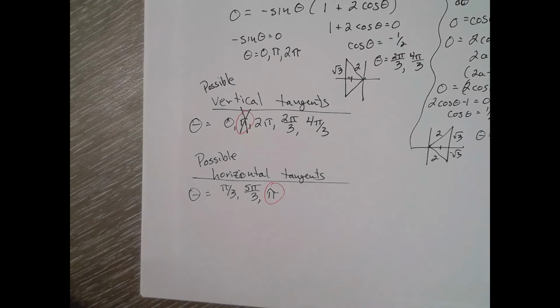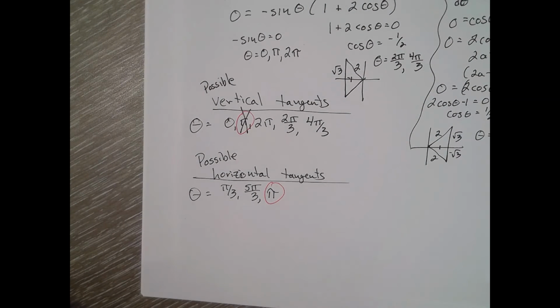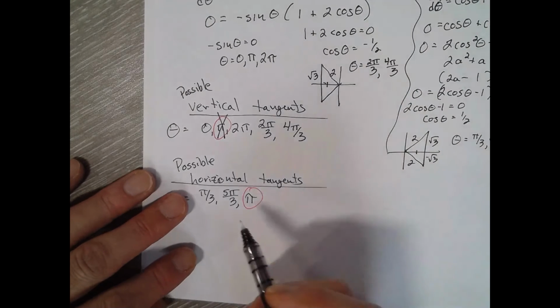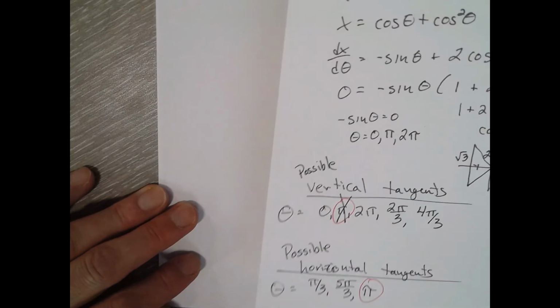So let's go back to our instructions. Find equations for the horizontal and vertical lines to the curve. Alright, we have all of the angles. Now we have to figure out the equations. I continue right here.